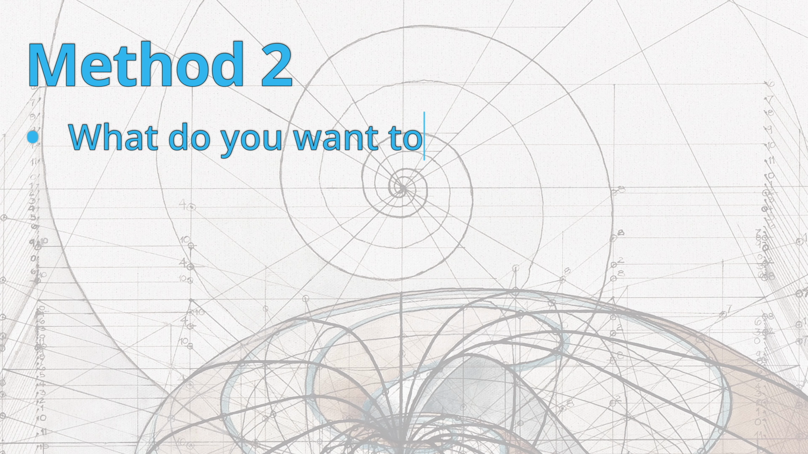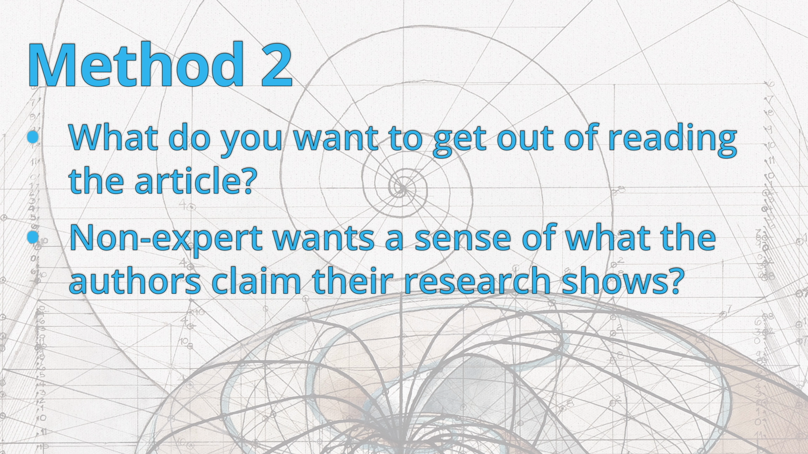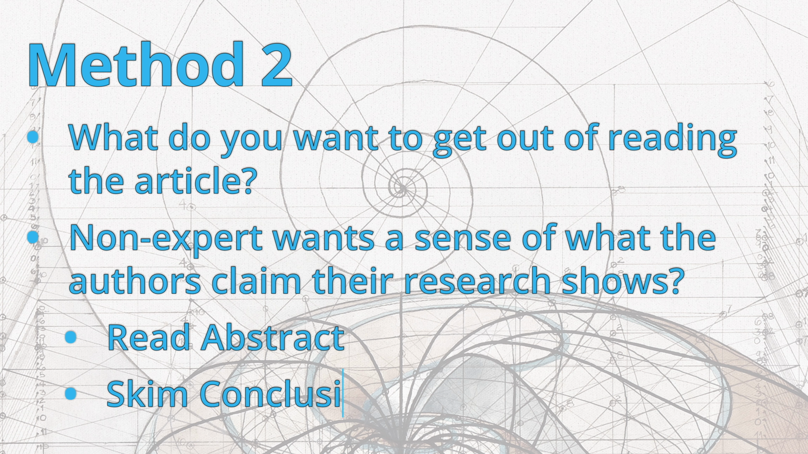Another method of structuring your reading of an article is based on what you need to get out of reading it. If you're not an expert in the area and you're just looking at a paper to get a sense for what the authors claim the research shows, you can read the abstract and skim the conclusion. This will tell you what the research question is and what they think they established by carrying out this research.